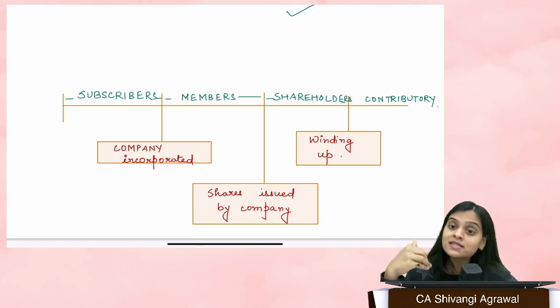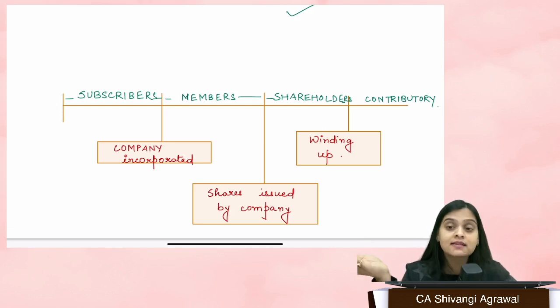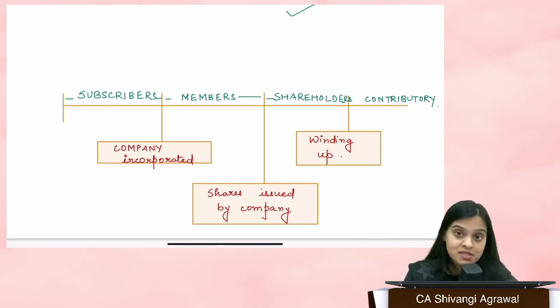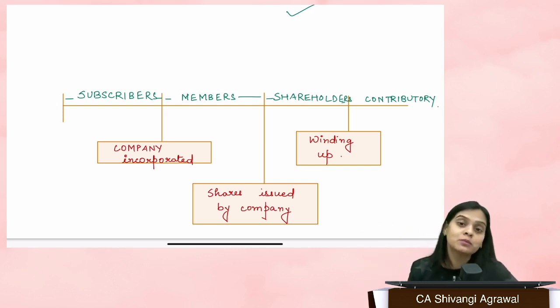But members, once they are issued shares, then only they can become shareholders. There are some types of companies wherein shares are not issued at all. The company is without share capital. In such a situation, you cannot call them shareholders. They will always be members. Shareholders means holders of shares. So once shares are issued to them, once they have contributed to the share capital, then only they can be called shareholders. Otherwise, they'll be the members. But before the company is incorporated, they will be the subscribers. Okay.